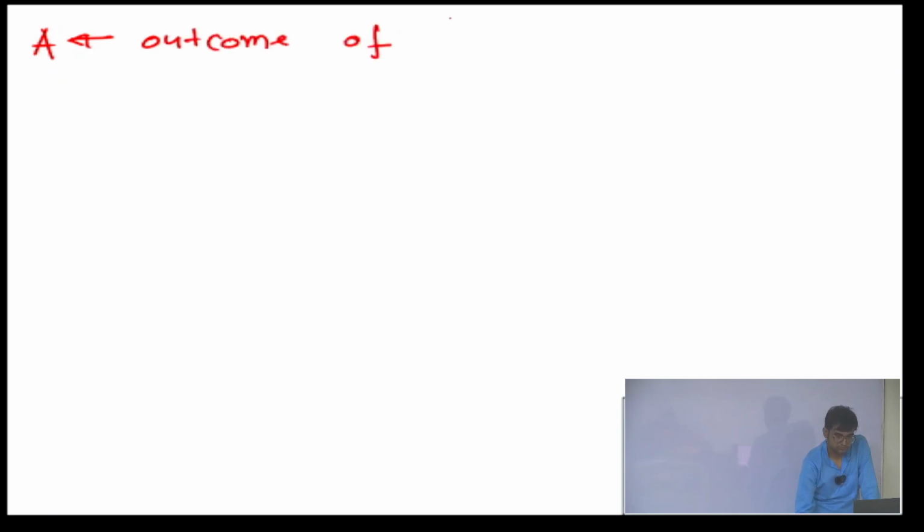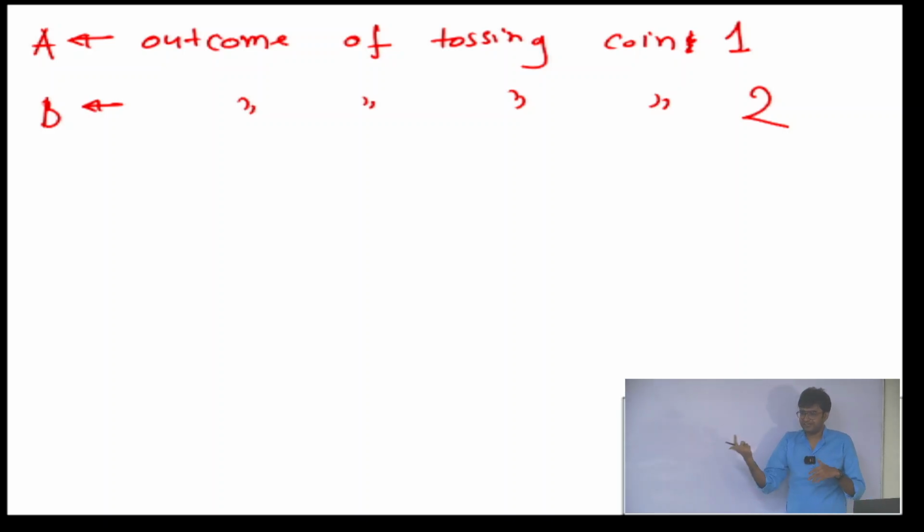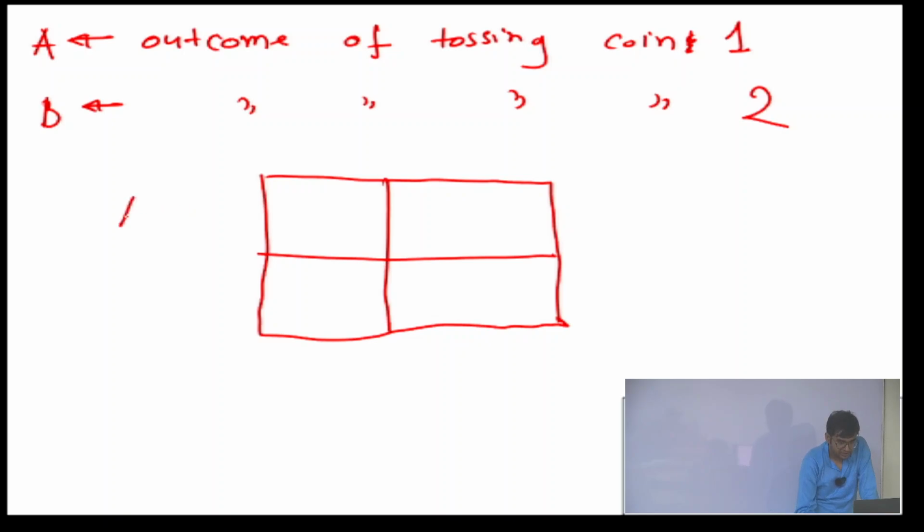So, taking the head and tail example, let us say A is the outcome of tossing coin 1. I have two coins, I will call them coin 1 and coin 2. B is the outcome of tossing coin 2. And we know in this case it is head and tail. So, how will I represent it? As a table. You can think of it as a 2D table, because it is 2 dimensional, it is easy. Let me make a box out of it. Let us say this is A equal to head, this is A equal to tail, this is B equal to head, this is B equal to tail.